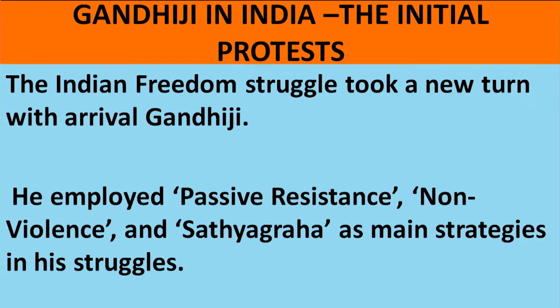The Indian freedom struggle took a new turn with the arrival of Gandhiji. He employed passive resistance, non-violence and satyagraha as the main strategies in his struggles. Dear students, this was an entirely new experiment because nobody thought of passive resistance before Mahatma Gandhiji in India, that without going on with the fight, this passive resistance can be used as a tool, a weapon, devised for the first time by Mahatma Gandhiji. Thus, he created a new way of freedom struggle.